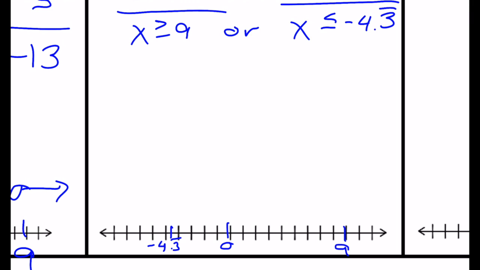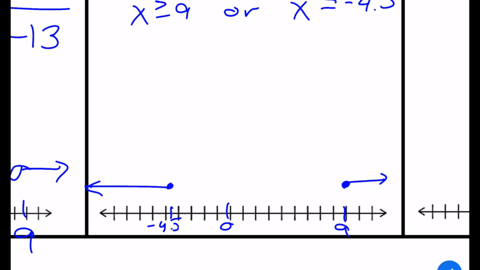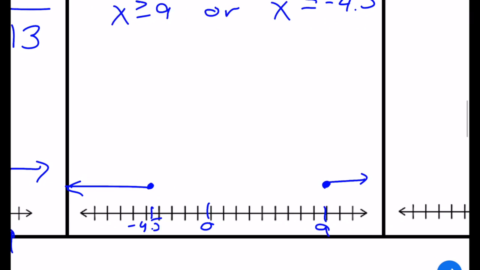Both of these points are going to get closed circles because of the equals bars on each one. We also know we should be shading out on both of them, but we should double check. So x is greater than or equal to 9, so closed circle, shade right. X is less than or equal to negative 4.3, closed circle, shade left. We are shading outside, which is what we were supposed to do for this OR problem.